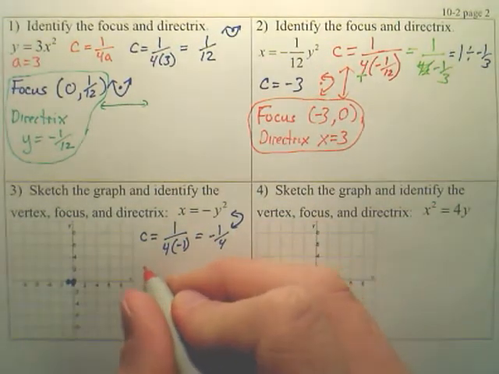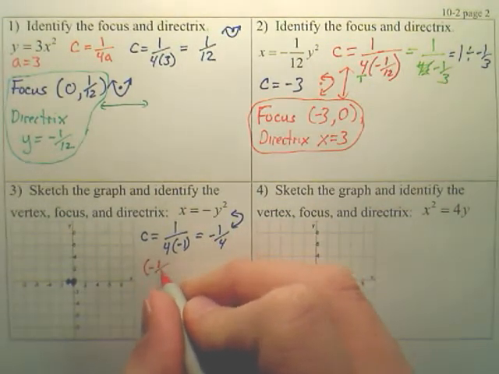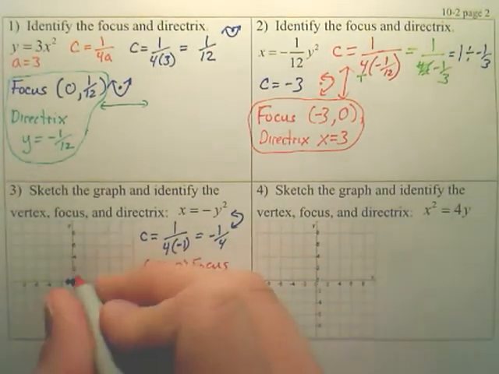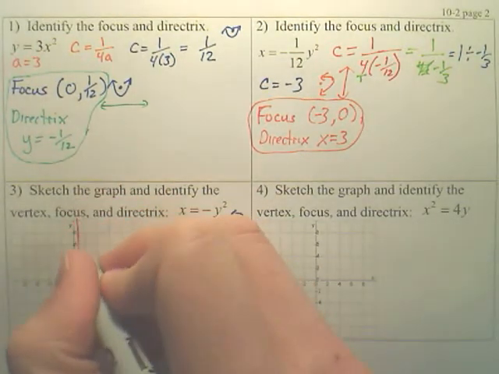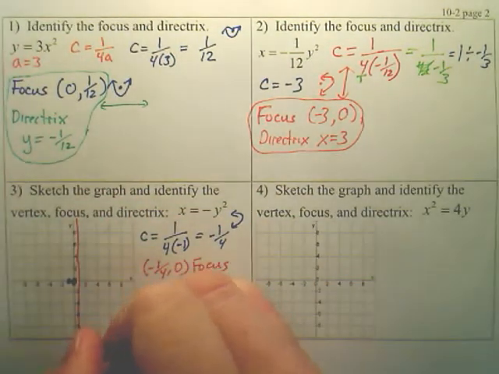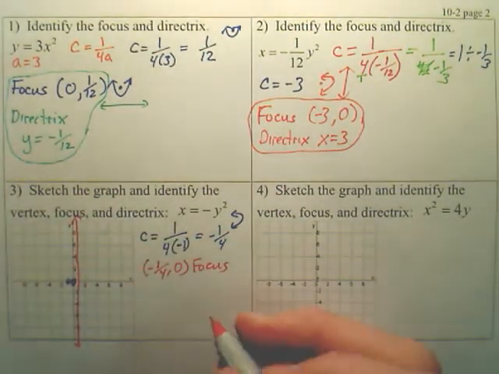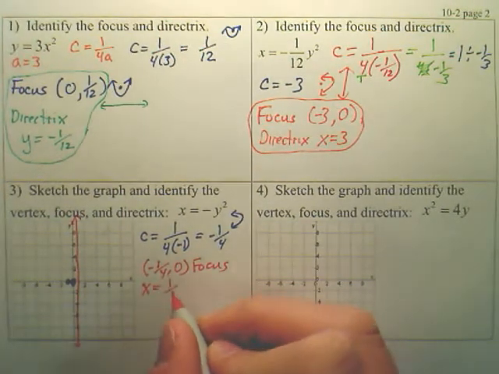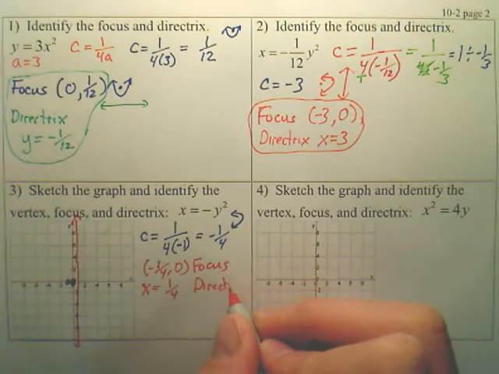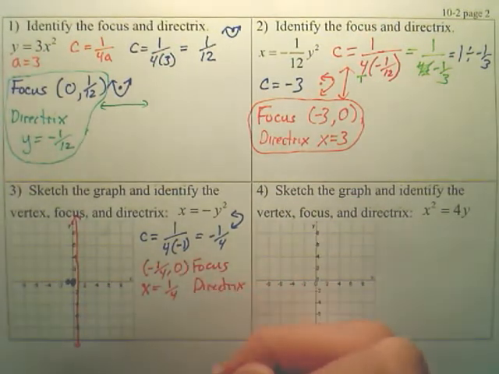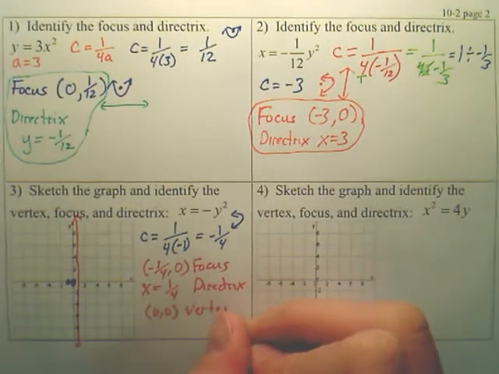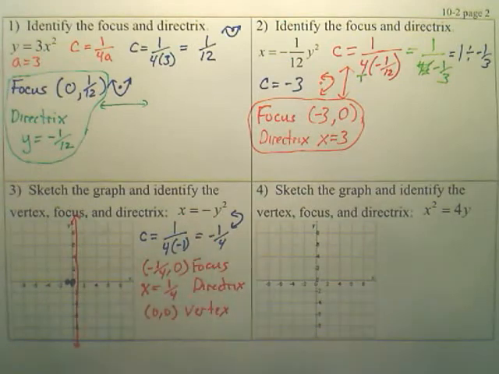So my focus is negative 1/4 comma 0. My directrix is going to be over here at 1/4. This is going to be right here. So my directrix is going to be x equals positive 1/4. There's my directrix, there's my focus. My vertex is 0, 0. These are always going to be 0, 0.